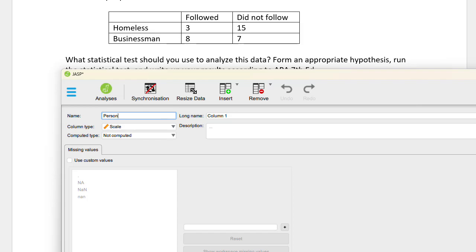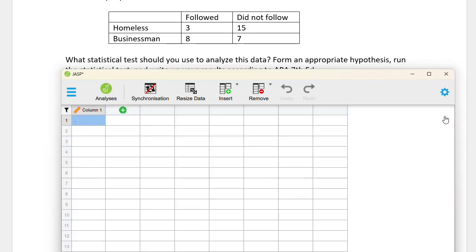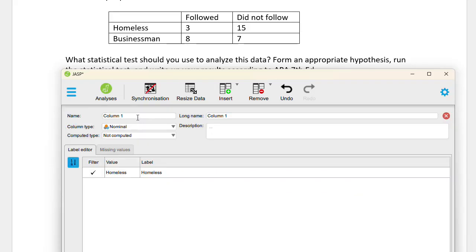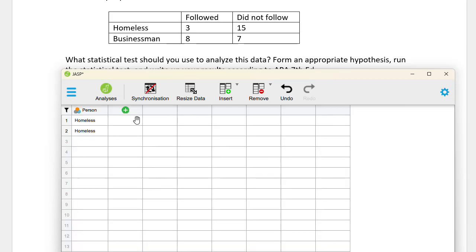Then going to X out. So now we've got, if we click here, homeless and then homeless. And the reason we're having 2 is that, apparently that didn't take. Sorry. So person. Okay, there we go. So we've got person, homeless, homeless, so we need 2 of them.